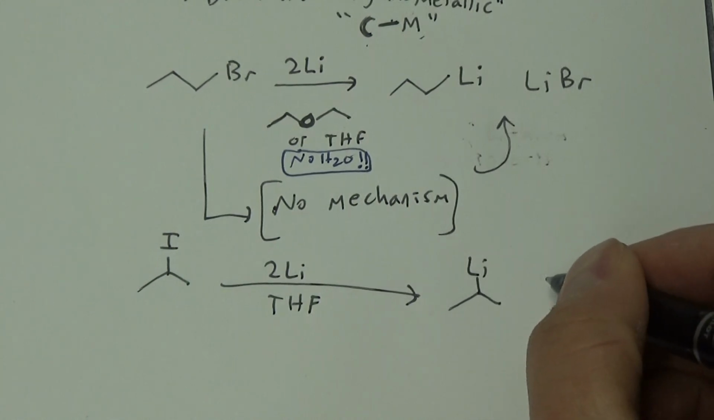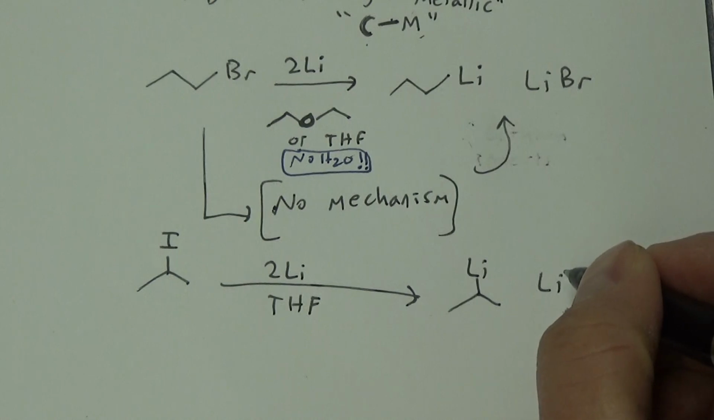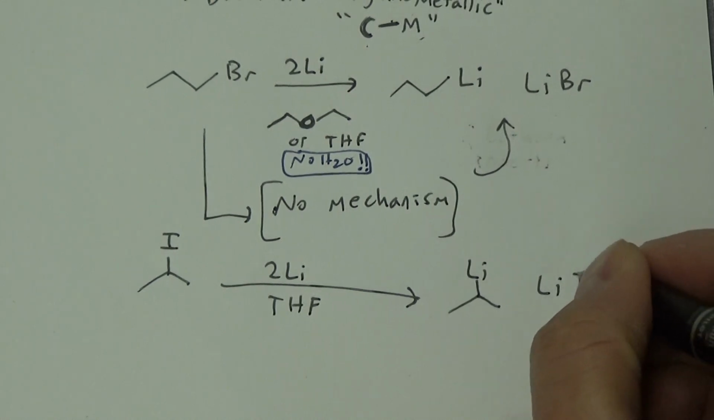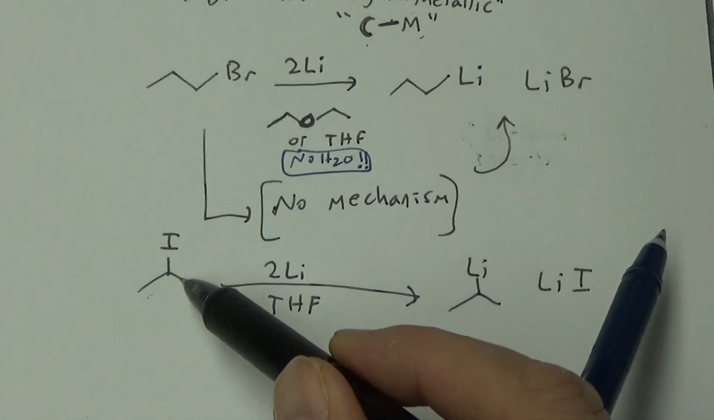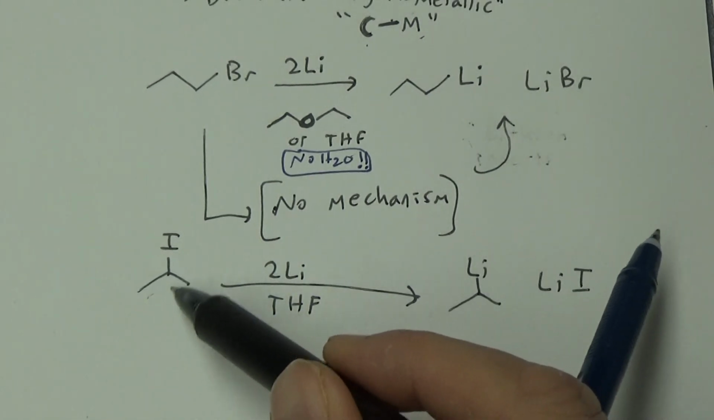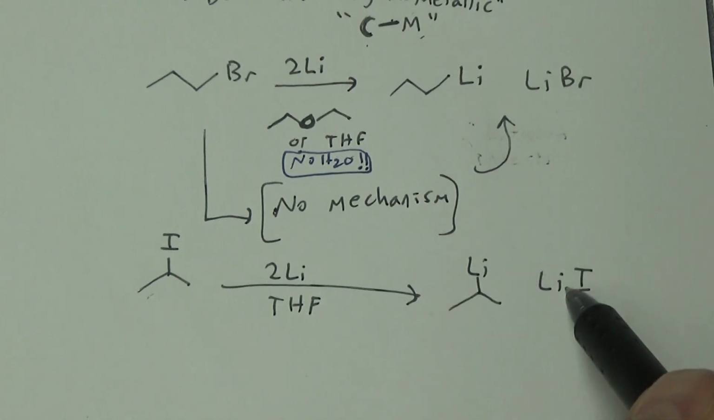There should be a name for it. I just don't see it. I don't know it this second. And then lithium iodide. Okay, that's pretty easy. Take any halogen, haloalkane, and convert the halogen to a metal like lithium. All right.